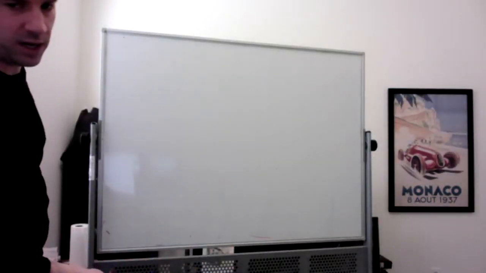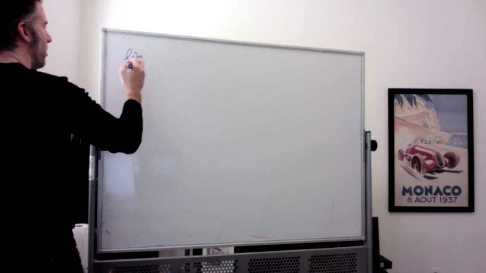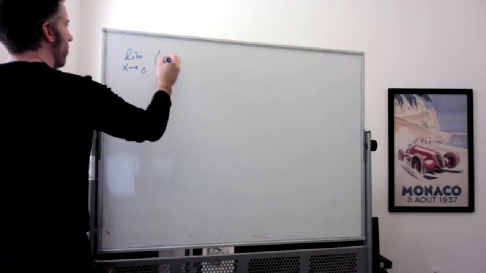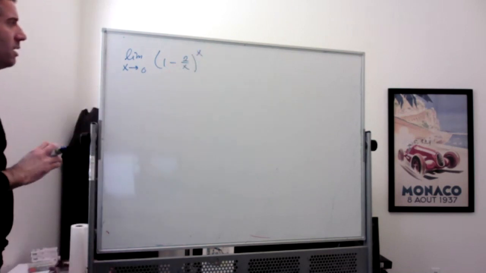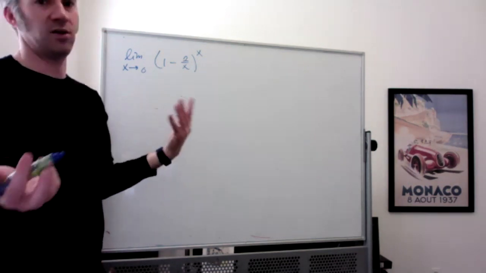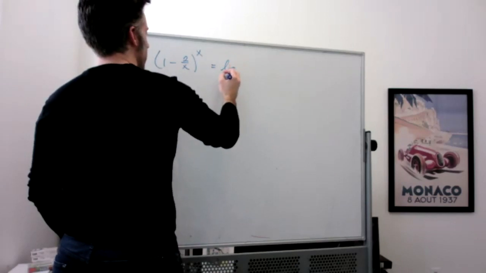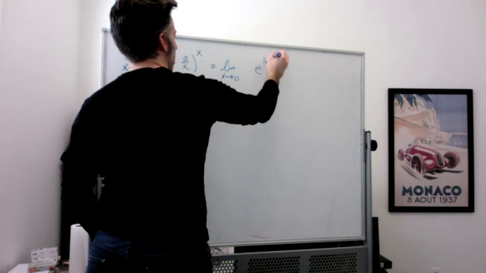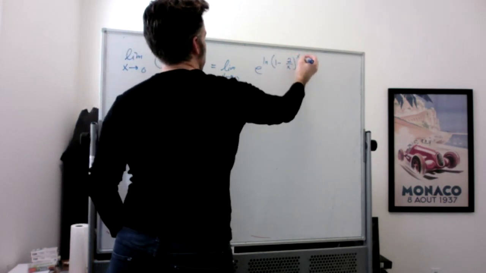And I'm not sure how you should talk about these, so I'm going to talk about this both ways. I'm going to do the limit as x goes to 0 of 1 minus 2 over x to the x. Here's how you start either way. I'm going to write this as the limit as x goes to 0 of e to the natural log of 1 minus 2 over x to the x.